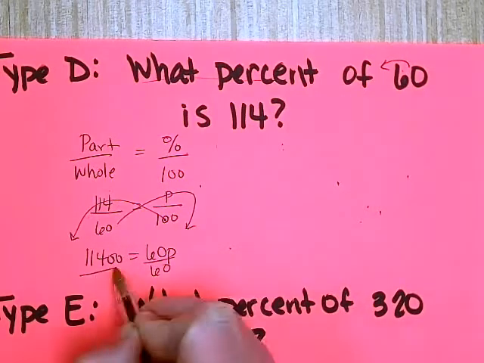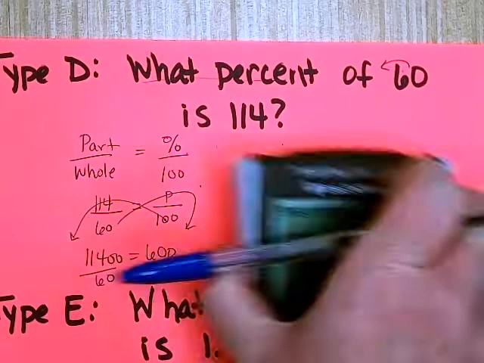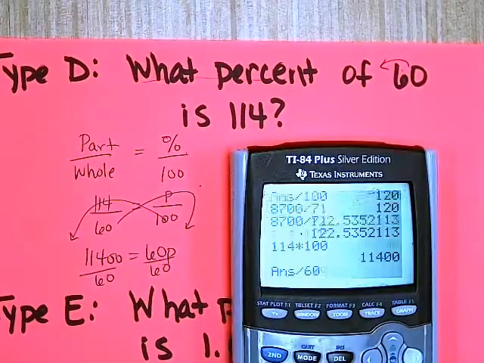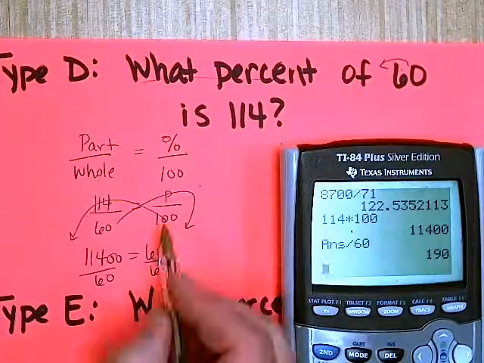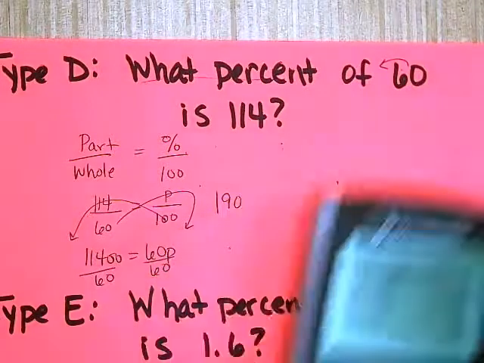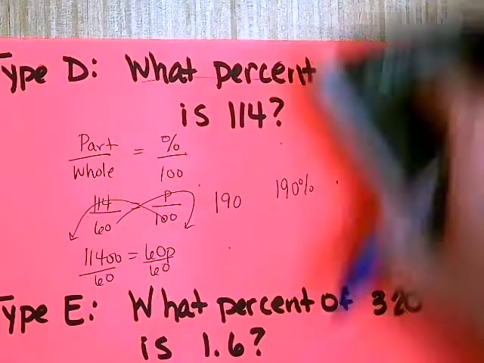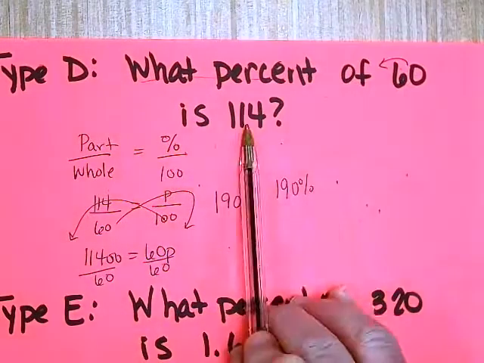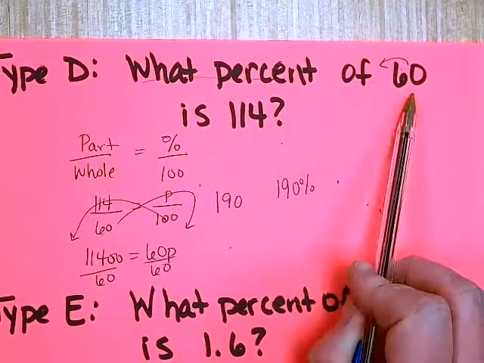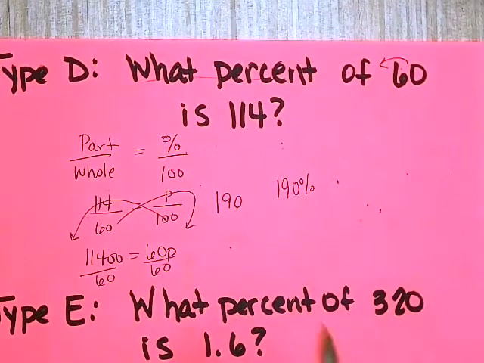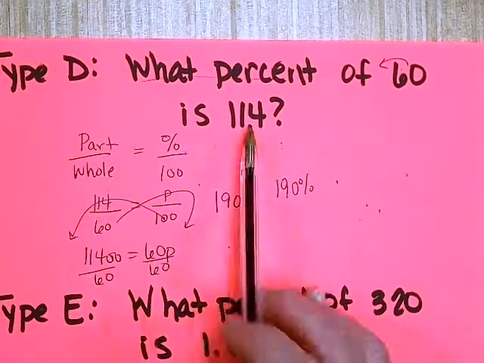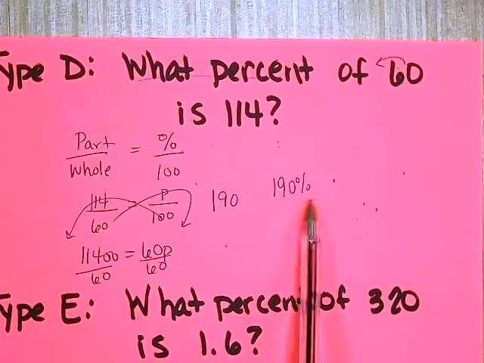Divide by 60. My answer here is 190. So the answer, because I'm looking for a percent, is 190%. So 114 is 190% of 60. That makes sense because 100% of 60 would be 60. 200% of 60 would be 120, and that's just a little bit less than 120. So sometimes our percents can be bigger than 100.